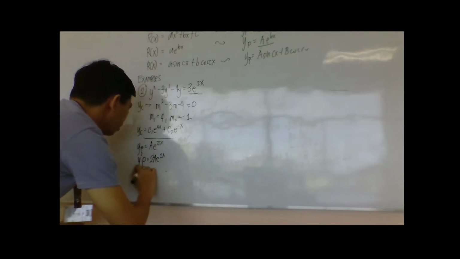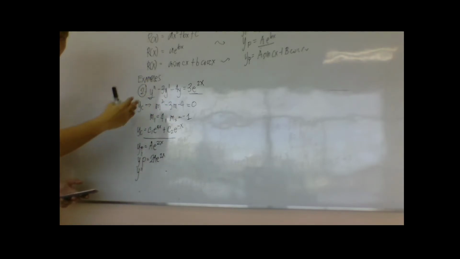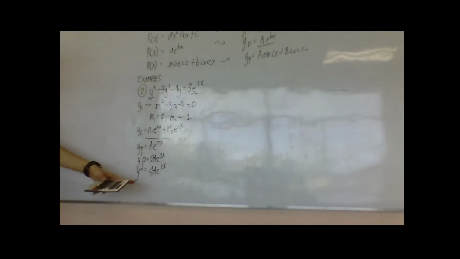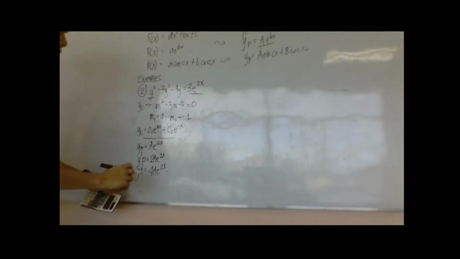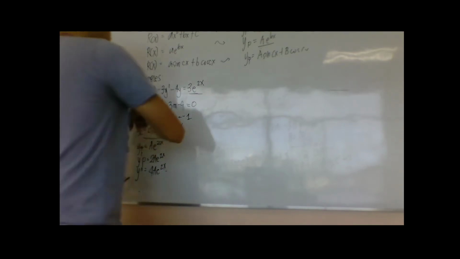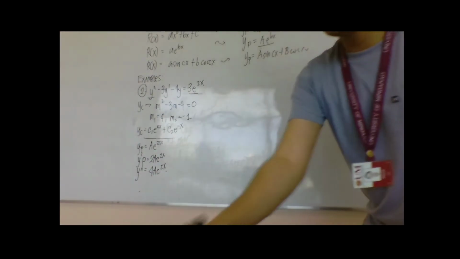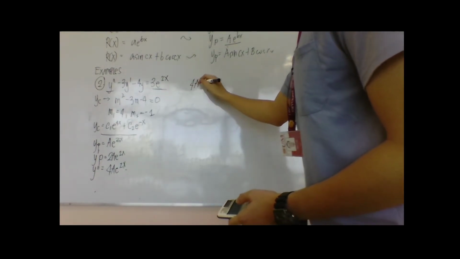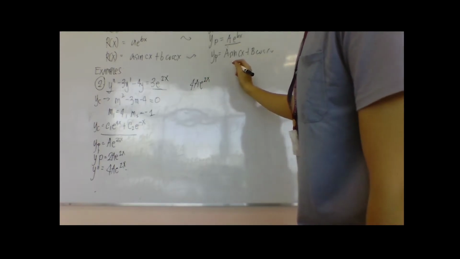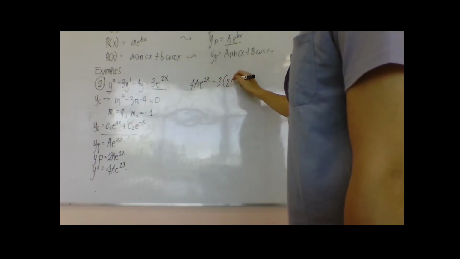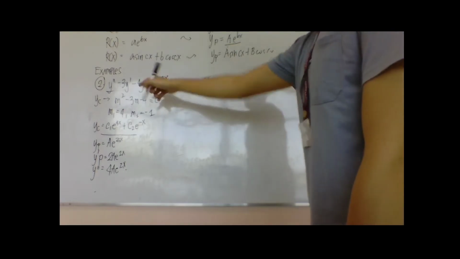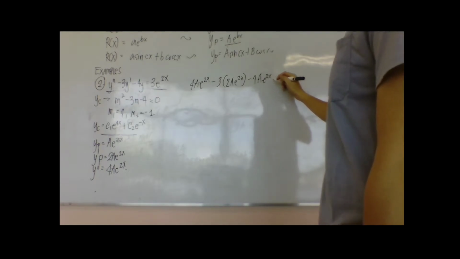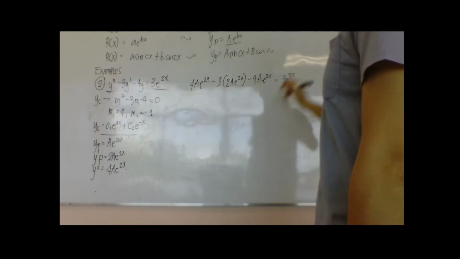So if you are going to get the y prime of p, that's 2a e to 2x. And y double prime, we have 4a e raised to 2x. Okay? So, simply substitute these values to the original equation. So we will now have 4a e 2x minus 3 times 2a e 2x minus 4a e 2x is equal to 3e 2x.